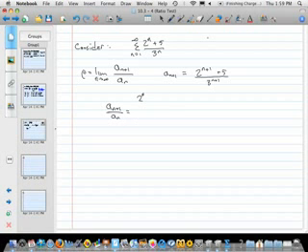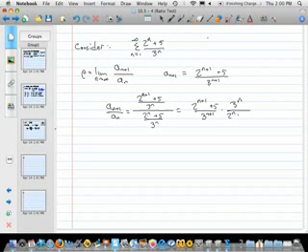2 to the n plus 1 plus 5 divided by 3 to the n, and all that is divided by 2 to the n plus 5 divided by 3 to the n. A mess. Dividing fractions is easy as pie. You flip the bottom and multiply. So we get (2 to the n plus 1 plus 5) divided by 3 to the n plus 1, all multiplied by 3 to the n divided by (2 to the n plus 5).